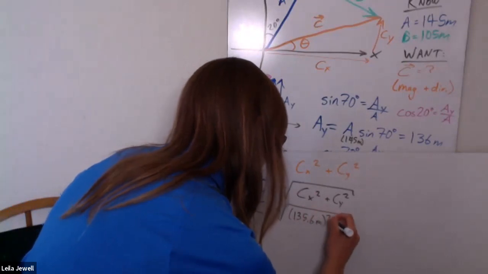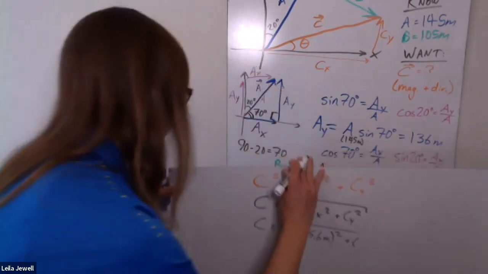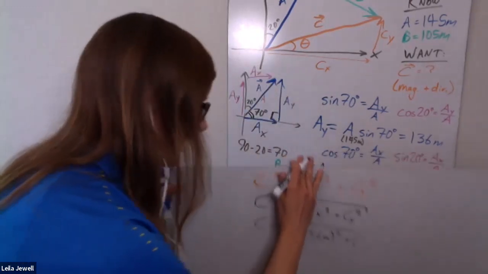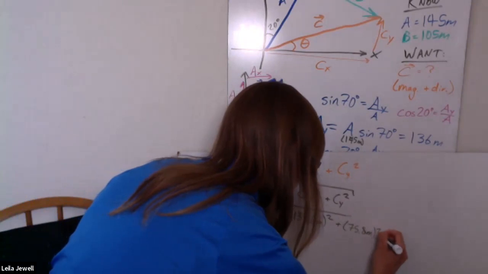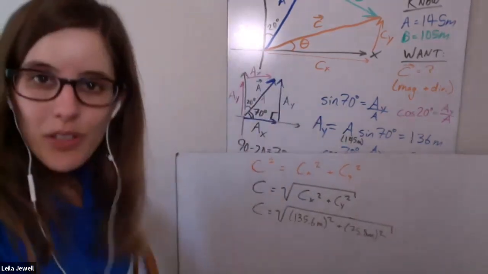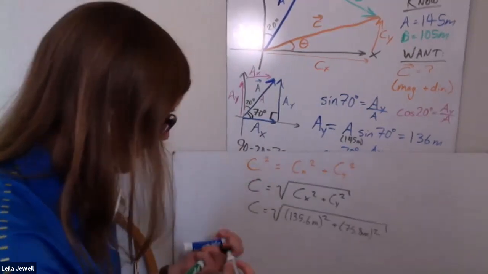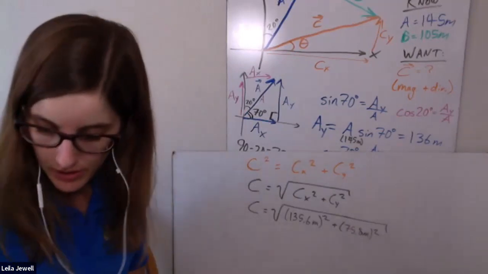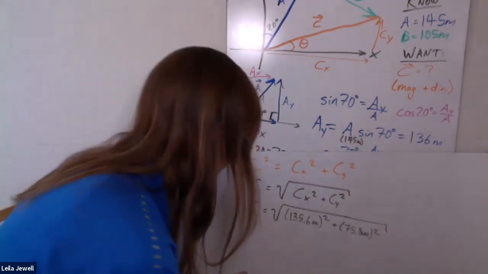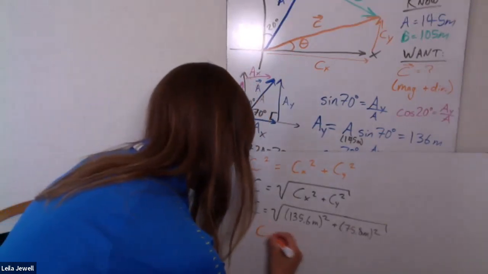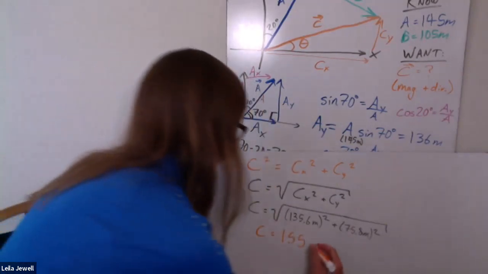meters. I might have dropped that on the last one. I'm sorry about that. Plus Cy is 75.8, again, meters. And I'm so sorry I dropped that. Can't leave off our units. Goodness. You really got to speak up more when I'm missing my units. All right. So using the Pythagorean theorem here, we can combine those and we would get 155. With what units? Meters, exactly.